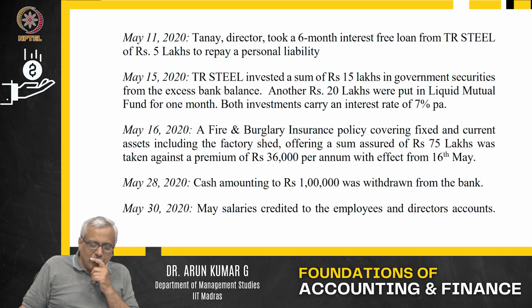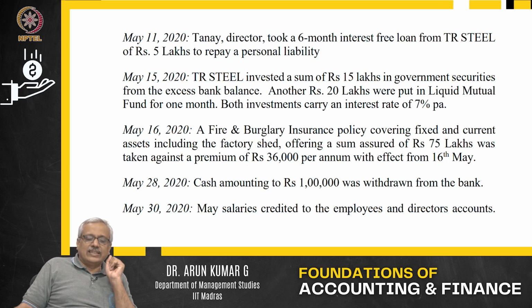A fire and burglary insurance policy covering fixed and current assets, including factory shed, offering a sum assured of 75 lakhs, was taken against a premium of 36,000 per annum with effect from 16th May. Please note, with effect from 16th May.